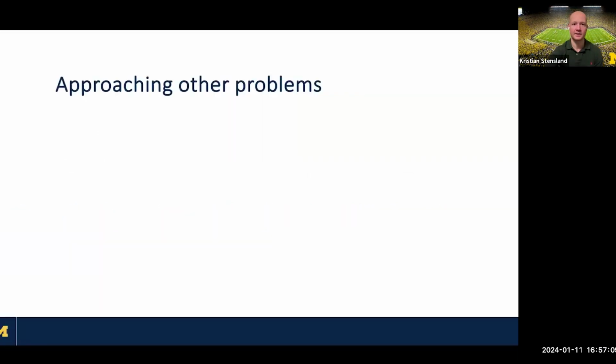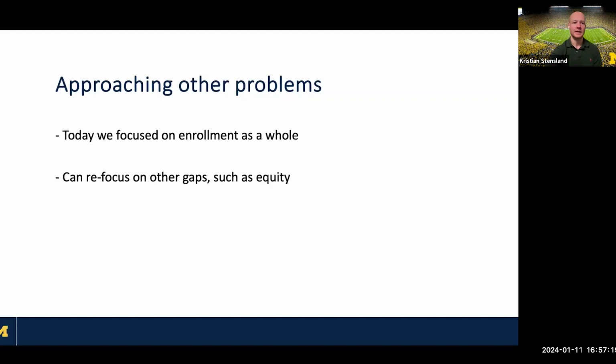In my last minute here, as I mentioned, so far we've been focusing on enrollment as a whole, just numbers to trials in general. But we can refocus this approach on other gaps. It doesn't have to be just poor enrollment. It can be things like equitable enrollment. For example, in the VA, we've had a lot of problems getting Black men to enroll on our prostate cancer trials. We have hit all of our enrollment goals for white American veterans, and we're really struggling to identify Black American men who are willing to enroll.